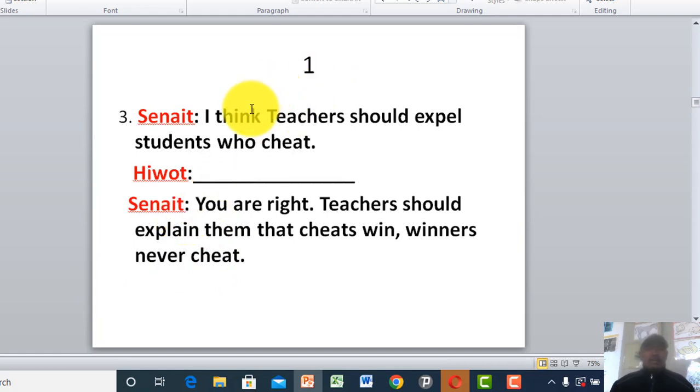Fine, sunlight and heat. Yeah, I think teachers should expel students who cheat. I think there is a conversation between sunlight and heat. So heat blank. You are right. Teachers should expel them; cheaters win. Winners never cheat.